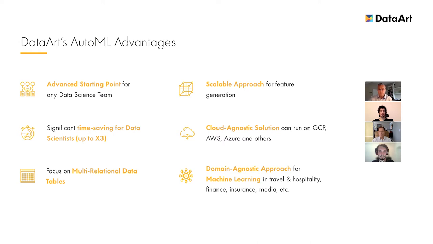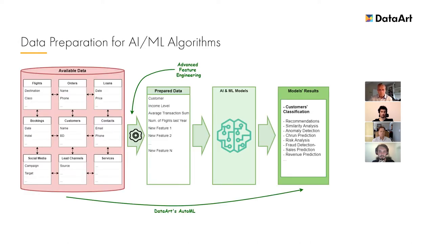And let's take a look once again at the diagram that we showed you at the beginning. So as you remember, the starting point is lots of tables with many relations. And there was a question how to combine them into a single data set with new features that are useful for ML models. And the answer is advanced feature engineering in our AutoML pipeline. So when the features are combined, they can be easily supplied to ML algorithms.